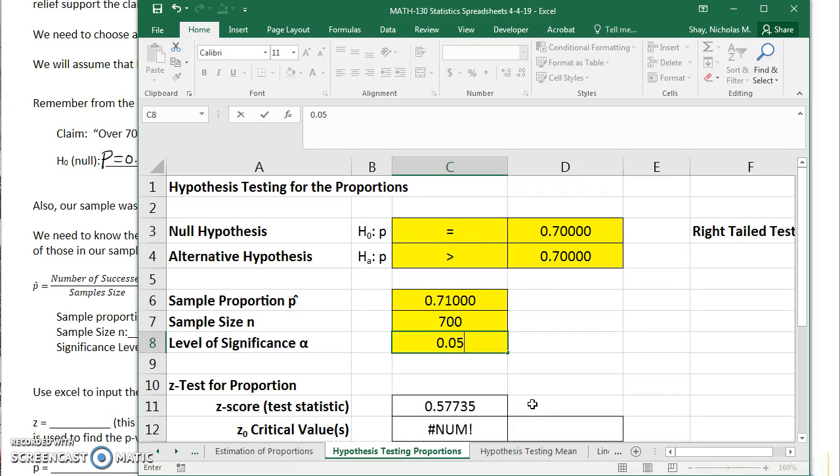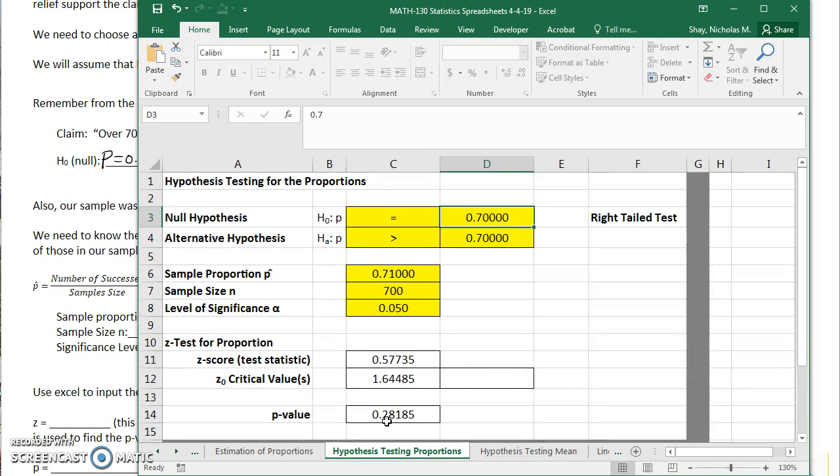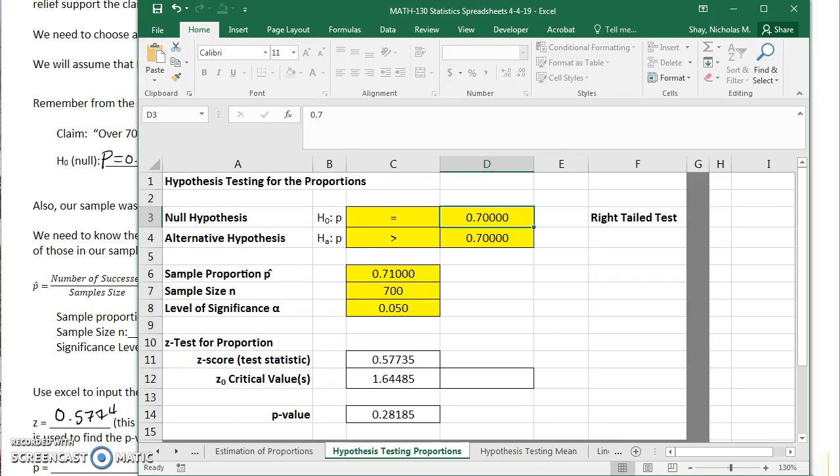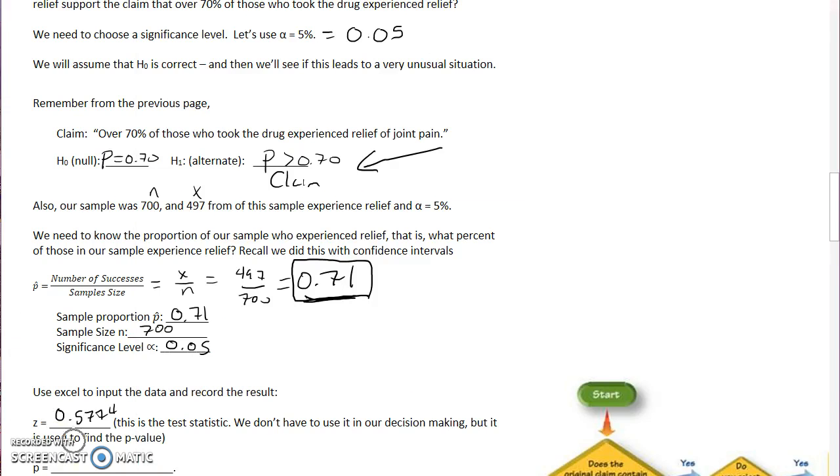Now I'm going to zoom out here a little bit. Let's go ahead and hit enter. Let's zoom out a little bit more and take a look. What we really need is our p-value and our z-score test statistic. So our z test statistic is 0.5774. And our p-value was 0.2819. I'll round this to 4 decimal places. You want to take the p-value out 4 decimal places.